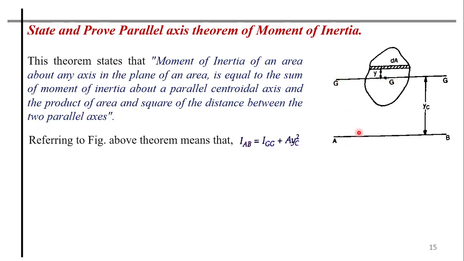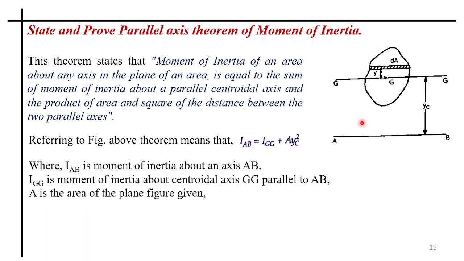The distance between these two axes is yc. The A is nothing but the total area. IGG is the moment of inertia of this area with respect to the centroidal GG axis. Okay, so these are the three terms.